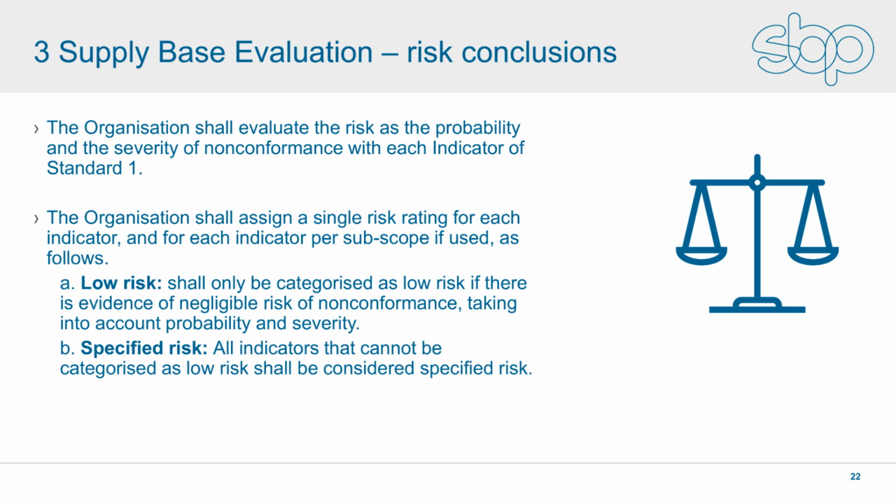When a situation is not clearly low or clearly specified, the organization has to consider the scale and intensity of the issue before concluding. Stakeholder engagement can help rationalize the risk designation. But the principle is clear. Any risk that cannot be justified as low must be concluded as specified.